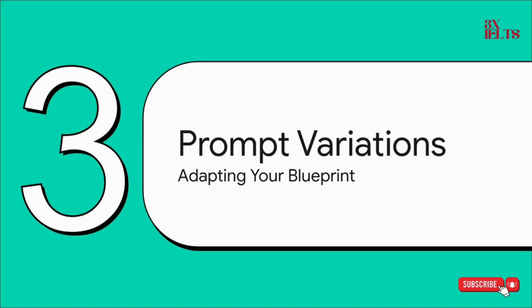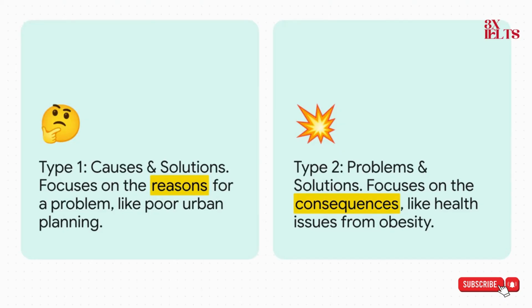Now, I know what you're thinking. IELTS likes to throw a few different question types at you. But here's the good news. These aren't entirely new structures you have to learn. They're just slight adjustments to the core blueprint you already know. You'll mainly see 2 types. On one hand, a prompt might ask for the causes, so the reasons why a problem exists. On the other hand, it might ask for the problems, so the negative consequences. The only thing that changes is the focus of your first body paragraph. The rest of the blueprint, it stays exactly the same.